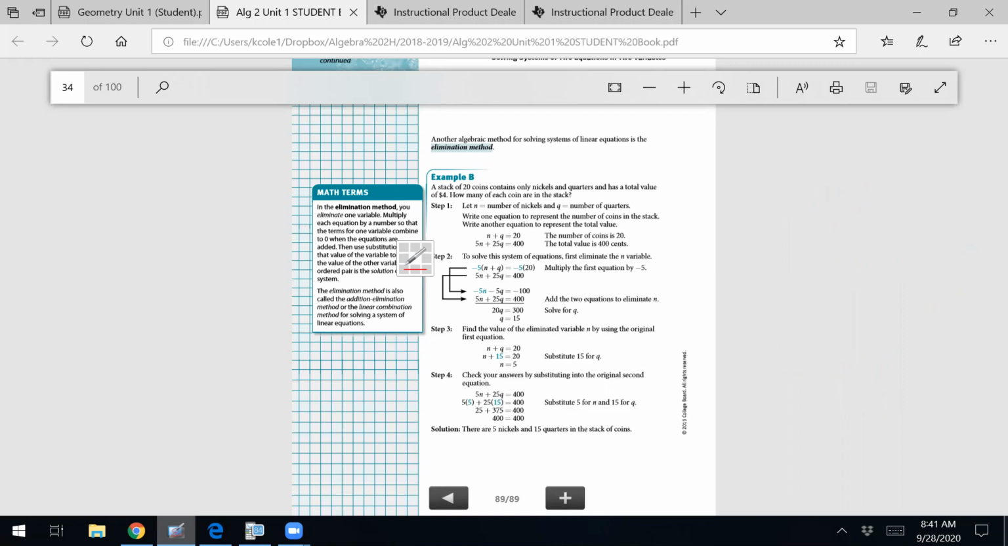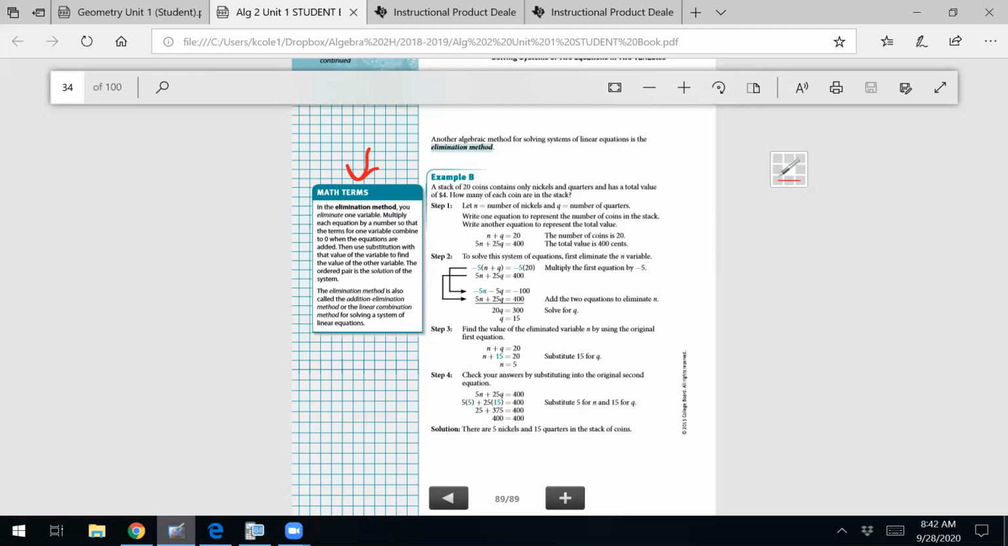Okay, if we look at this first one, they gave us a word problem, and we're going to be using the elimination method. It says over here in our math terms, if we look there, it says in the elimination method, you eliminate one variable. Multiply each equation by a number so that the terms for one variable combine to 0 when the equations are added. Then use substitution to find the value of the other variable.